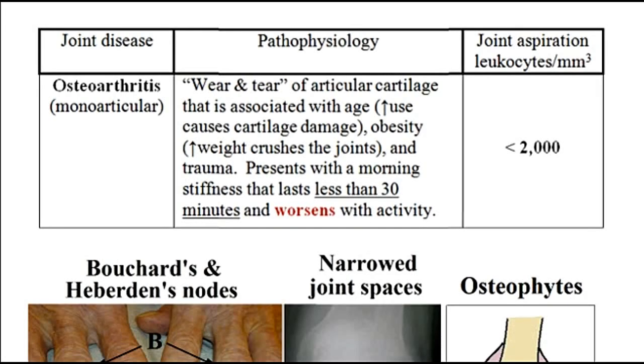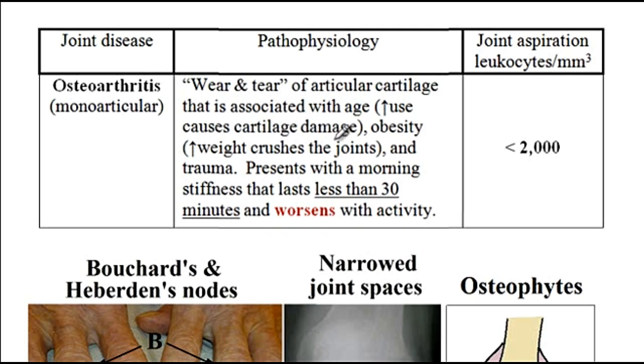Here I'm going to talk about different joint diseases including osteoarthritis, rheumatoid arthritis, as well as septic arthritis. So starting with osteoarthritis, this is a condition where wear and tear of the articular cartilage will cause joint disease.